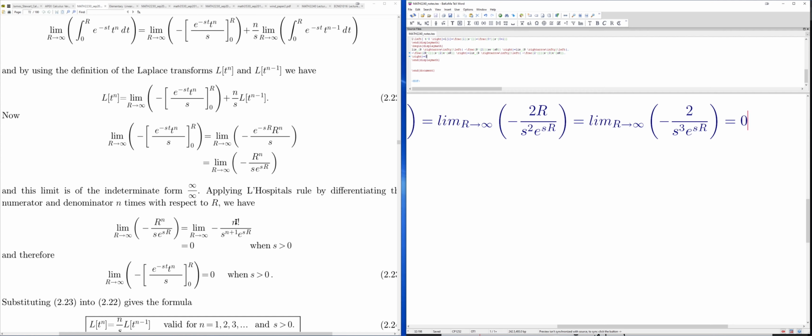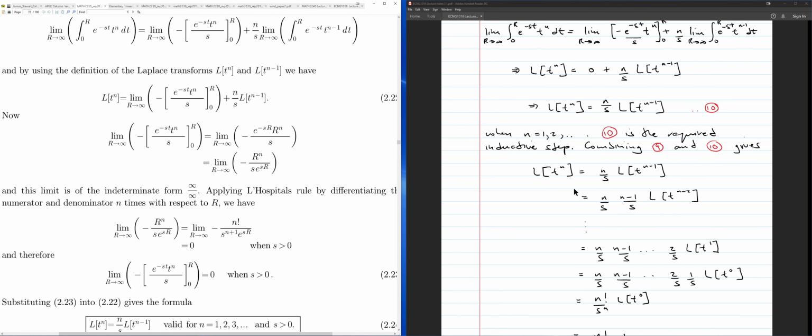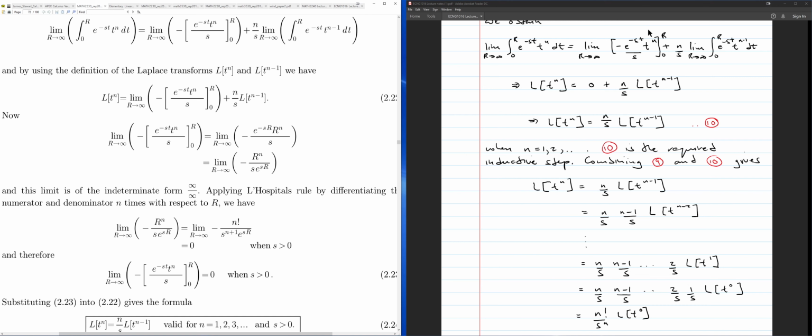What I have in the notes here is a general formula for any positive integer n. And this is the justification to show that the limit of this expression, r to the n on s e to the sr, is going to head to 0 when the real part of s is bigger than 0. Okay, so that explains why this limit is going to be equal to 0.